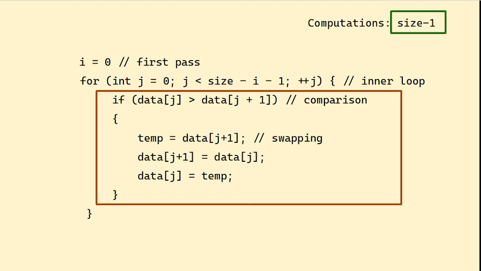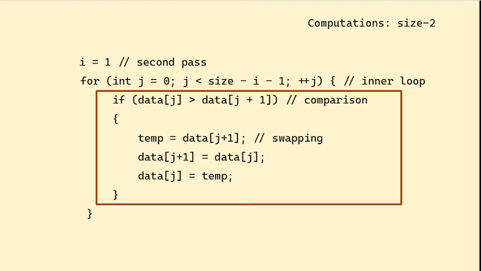Again, this inner loop actually has a total of size minus 1 iterations, because in the condition on the right side of the comparison the expression is size minus i minus 1, and the value of i is 0. Therefore, it is size minus 1, which indicates that this loop runs for size minus 1 iterations. Therefore, the total number of times this computational unit is executed is size minus 1, and the complexity for the first pass is size minus 1.